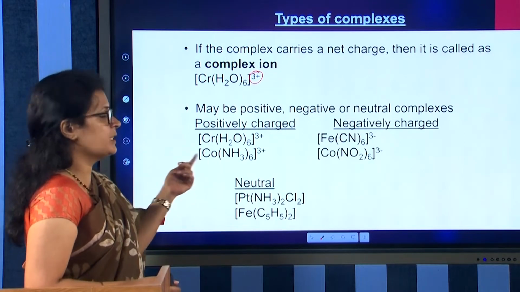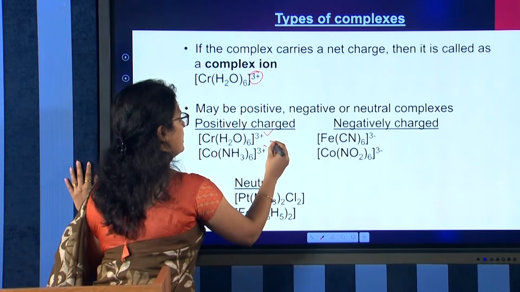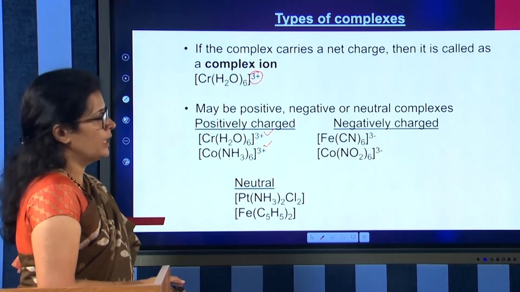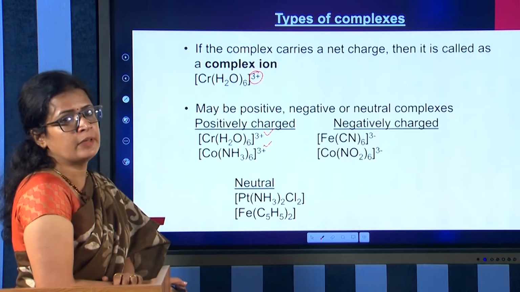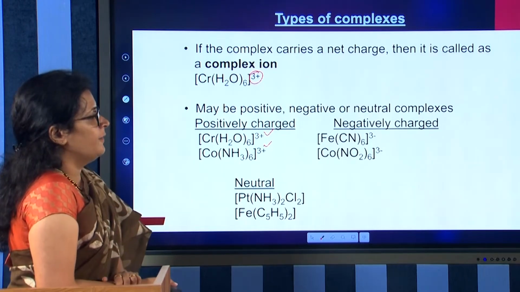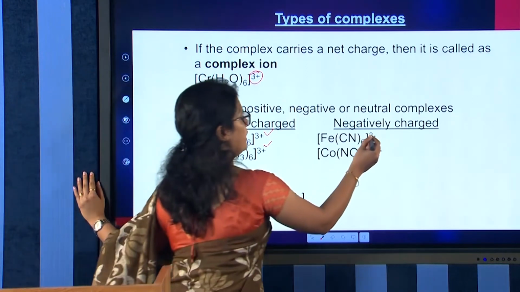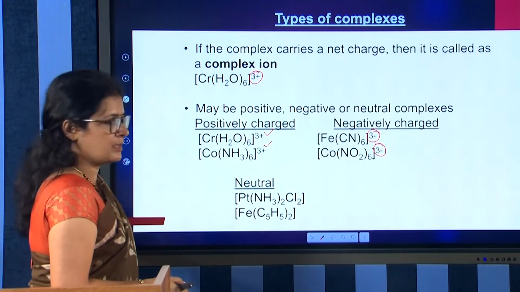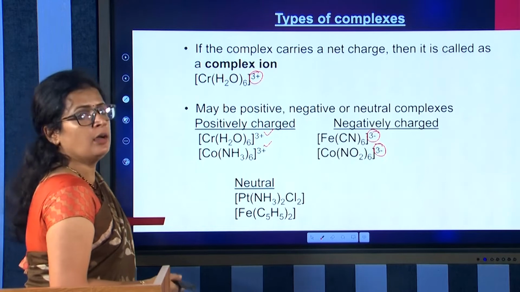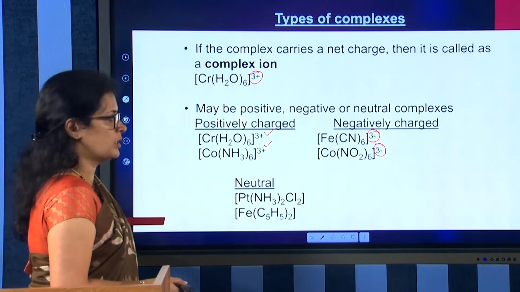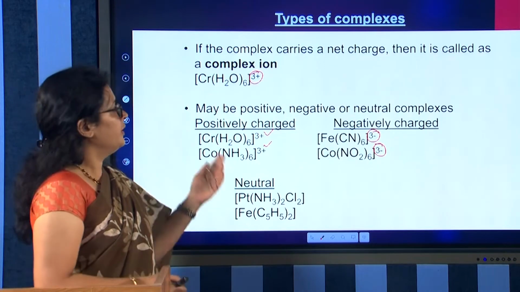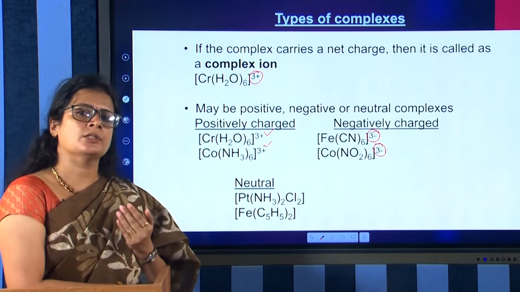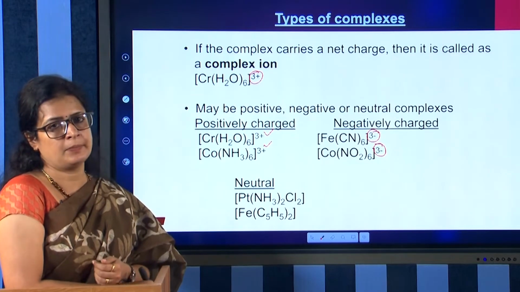If it is positively charged, it will certainly carry a positive charge. See, in both the cases you can see a positive, that is 3+ charge. That is why it is grouped as a positively charged complex. If it is negatively charged, there it carries a charge of 3-. Both examples have a charge of 3-. And for neutral complexes, there will not be any charge, no positive or negative charge. So, the different types of complexes are positively charged complexes, negatively charged complexes and neutral complexes.